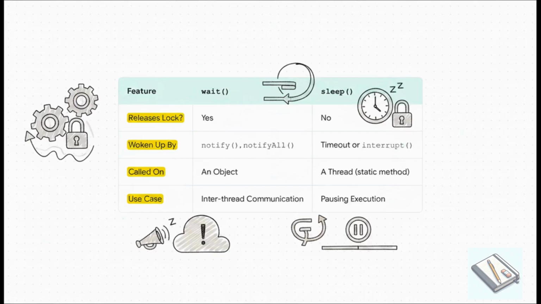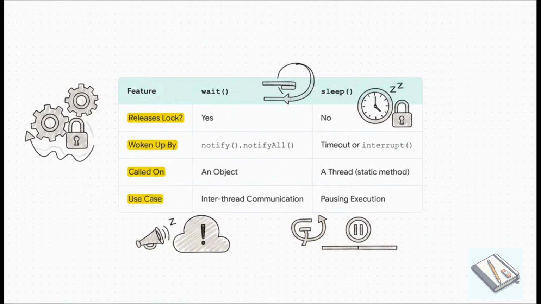Okay, so this is a really important point, and it's a classic interview question, by the way. What's the real difference between wait and sleep? Let's break it down. The absolute biggest deal is the lock. When a thread calls wait, it releases any lock it's holding. It's being cooperative, letting other threads have a turn. But when a thread calls sleep, it's selfish. It holds on to all of its locks while it's napping.